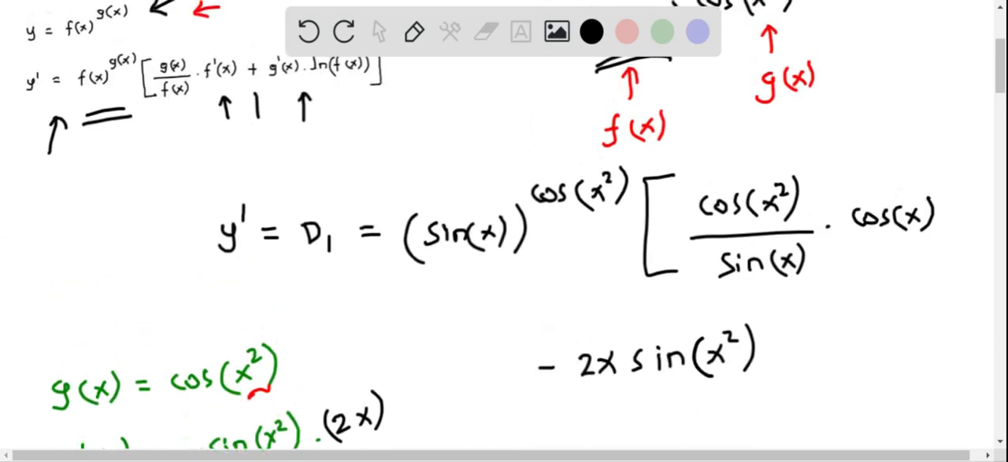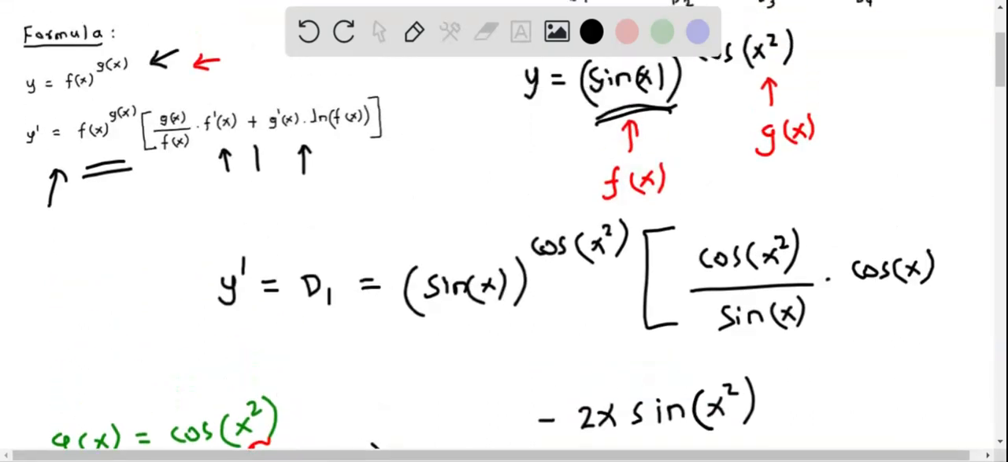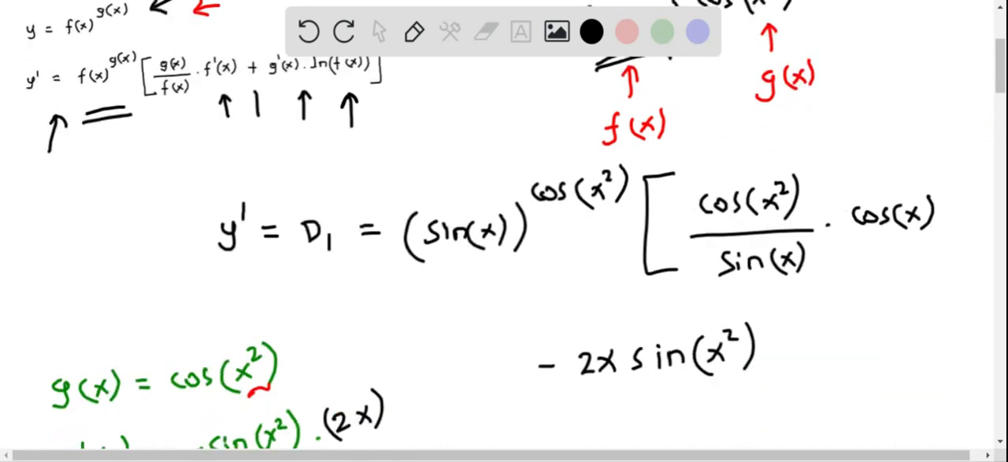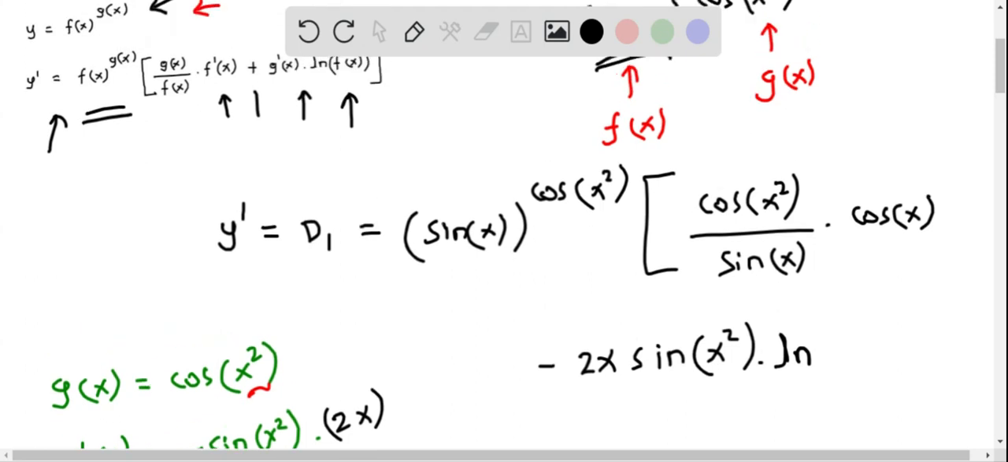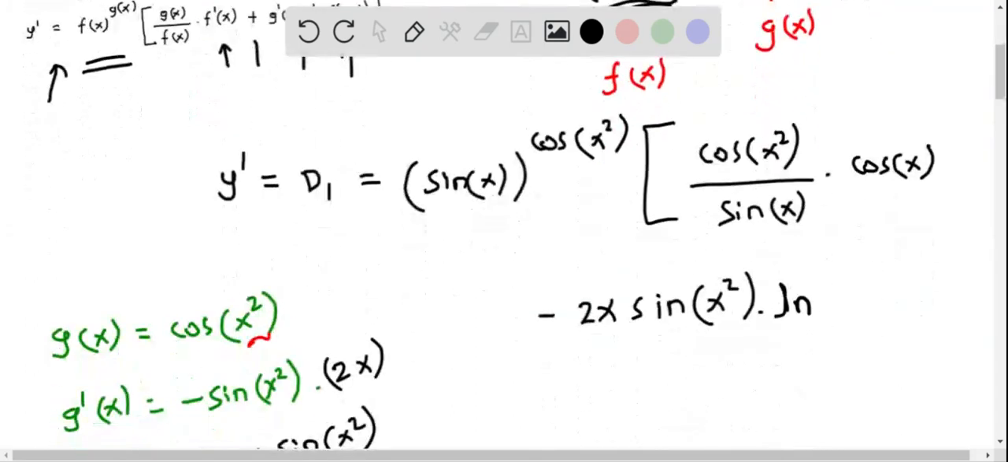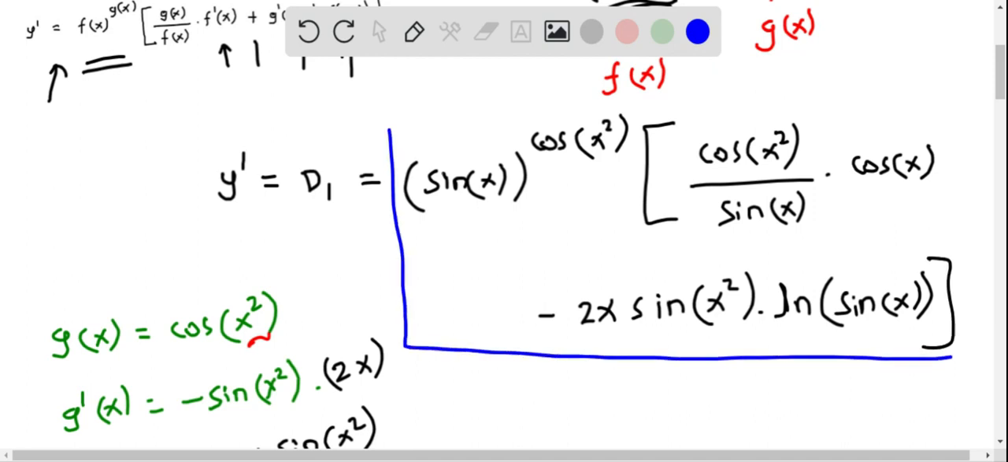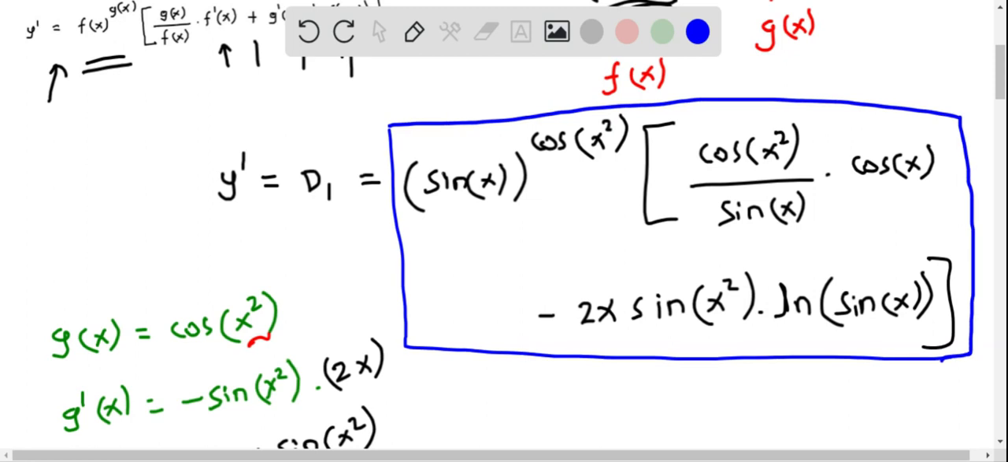And then let's go back to the formula. We have natural logarithm of f of x. So we put this as multiplied with natural logarithm of our f of x, which is sine x. So it is basically natural logarithm of sine of x. And we then close the square bracket. So basically this is the first derivative of the function sine x raised to the power of cos of x squared. That is, this is our expression d1.